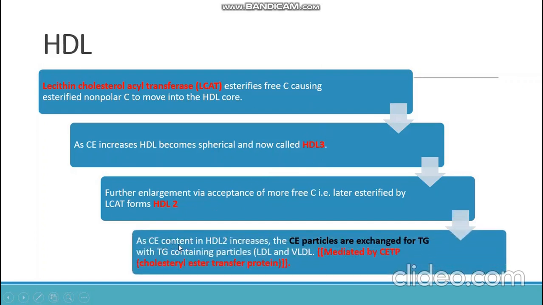Now, as your cholesterol ester content in HDL2 also increases, अब क्या होता है कि आपके cholesterol ester particles are exchanged for triglycerides with triglyceride containing particles, specifically LDL and VLDL. और ये जो process है, this is mediated by your CETP or cholesterol ester transfer protein. This is an important enzyme, और actually it's very easy to remember क्योंकि इसका function इसके नाम में है, because it's transferring your cholesterol esters from your HDL2 to your triglyceride containing particles.